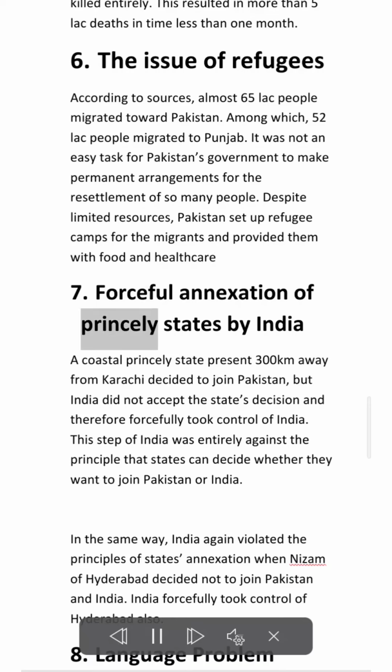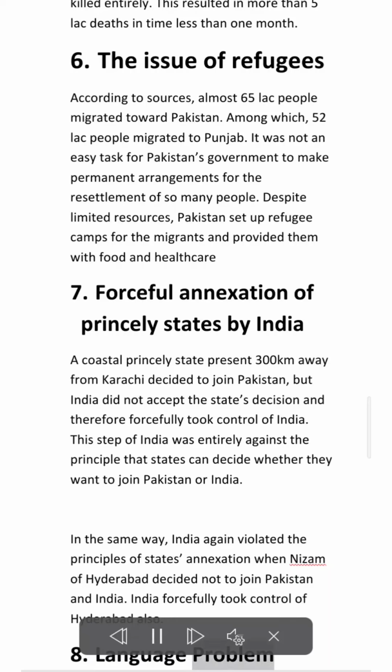Forceful annexation of princely states by India. A coastal princely state present 300 kilometers away from Karachi decided to join Pakistan. But India did not accept the state's decision and therefore forcefully took control of it. This step of India was entirely against the principle that states can decide whether they want to join Pakistan or India. In the same way, India again violated the principles of states' annexation when the Nizam of Hyderabad decided not to join Pakistan or India. India forcefully took control of Hyderabad also.